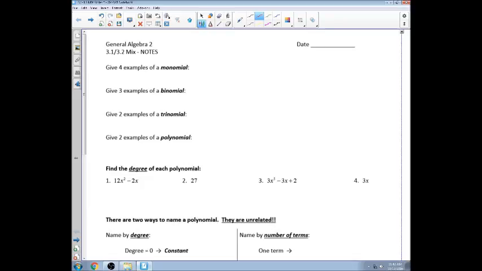This lesson is for my Algebra 2 class. It is the 3.1, 3.2 mixed notes. This is all review from the last couple of lessons that we have done, so we will probably go through this fairly quickly. When you give 4 examples of a monomial, remember a monomial is going to be a polynomial that does not have an addition or subtraction sign.